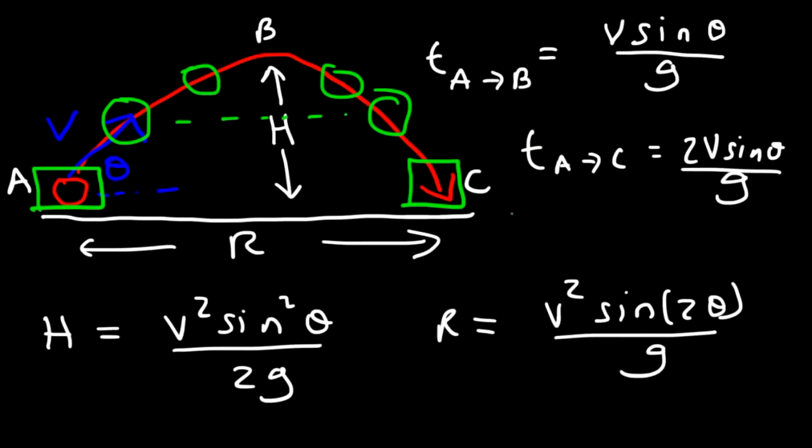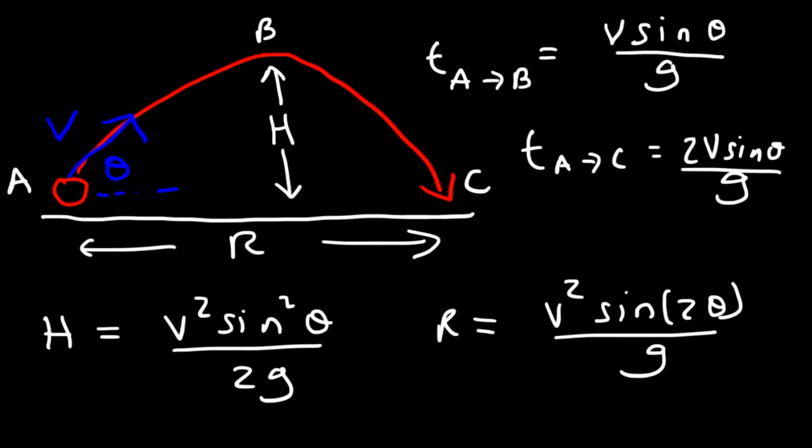So if you need to find the final speed at point C, it's the same as the initial speed at point A. Just keep in mind, at point A, the vertical velocity is positive, but at point C, it's negative, but the magnitudes are the same.